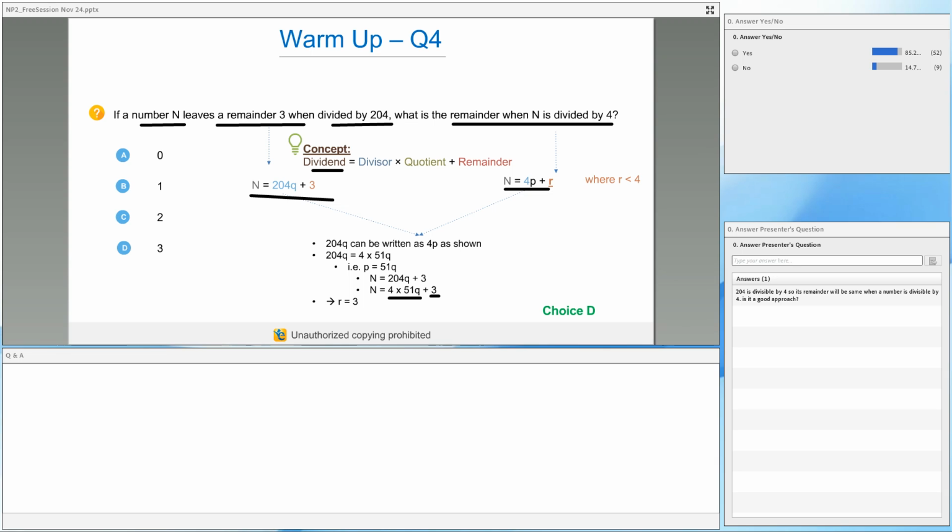Yes, that's correct. 204 is divisible by 4. So obviously the remainder, 204 into something. So Paulo, you need to keep this in mind, that it is 204 into something. So you need to conclude that 204 into something will always be divisible by 4 since 204 is divisible by 4, and that is a decent approach because you won't get any remainder from here. So what you're left with is 3, and hence that will be the remainder.